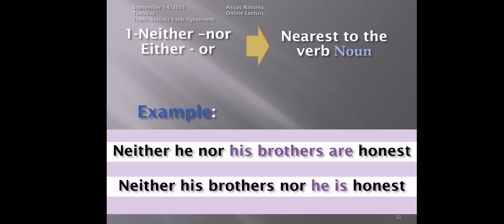Let's see another example. Neither his brothers nor he is honest. Here is is the verb that you're supposed to use, and he is nearest to the verb is.